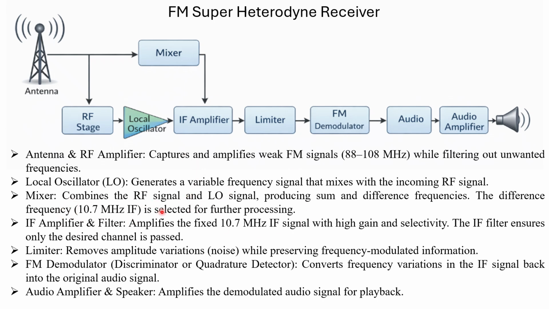So in the case of FM superheterodyne, we use an IF frequency of 10.7 megahertz, and in the case of AM, if you remember, the IF frequency is 455 kilohertz. So this is the major difference, right? The IF filter and amplifier amplify the fixed 10.7 megahertz IF signal with high gain and selectivity. The limiter removes unwanted amplitude variations, that is noise, while preserving the frequency modulated information. And the FM demodulator, that is the regular job, converts the frequency variation in the IF signal back to the original signal, right? And then finally the amplifier is there.